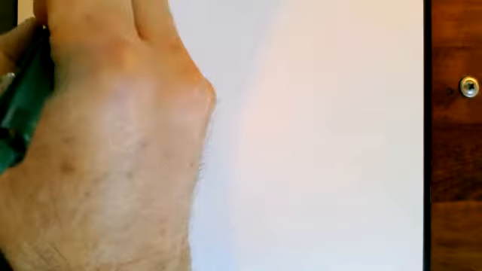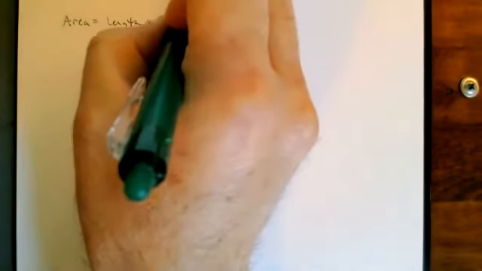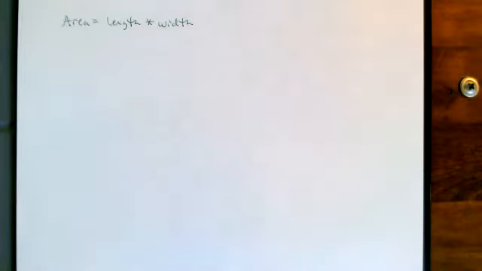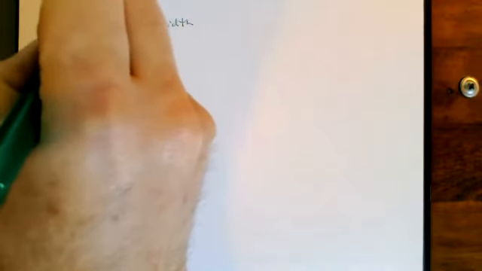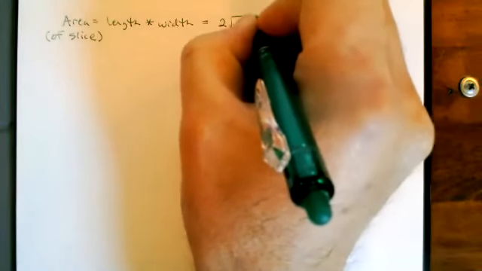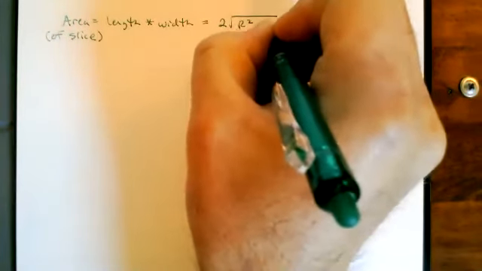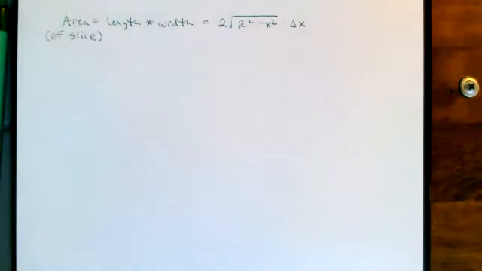So I wanted to do area is equal to length times width. And I just wrote an expression for the width of the slice. So I should make a note of this. This is the area of the slice. So the width is 2 times the square root of r squared minus x squared, and the length is delta x. Now I have the area of each slice in terms of the variable x.